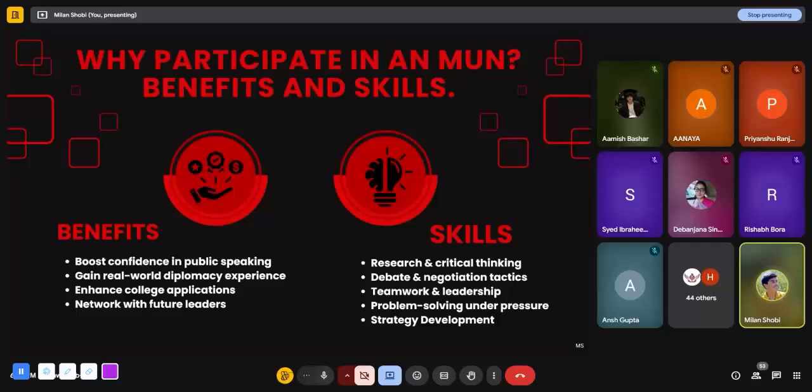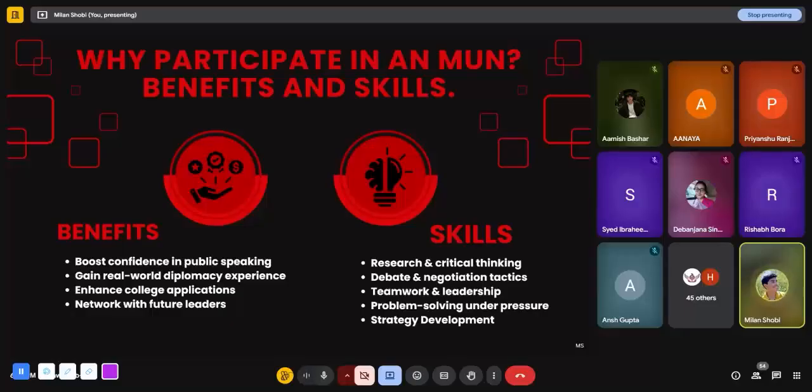Going further, you really develop debating and negotiation tactics. That skill is something which you'll actually need for your entire life, be it in a job interview, be it in a college interview, everywhere. Negotiation and debating are the two key points which you'll need everywhere.